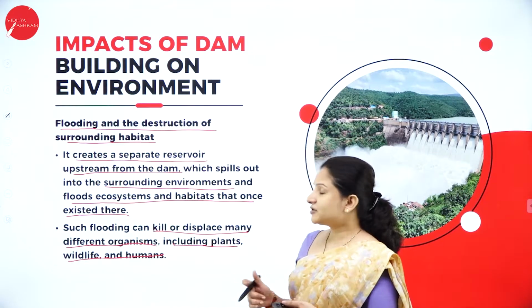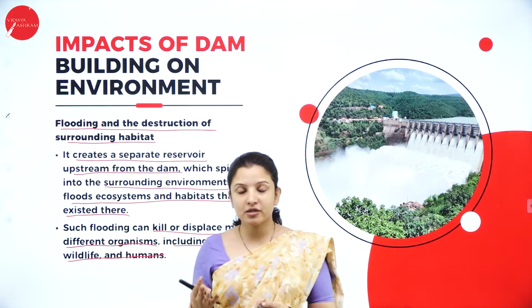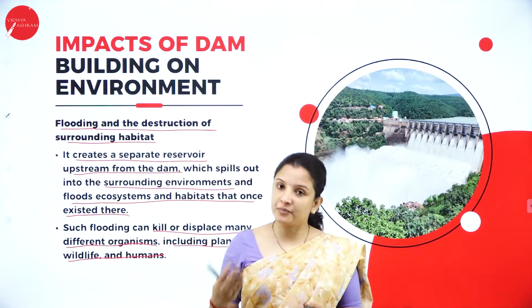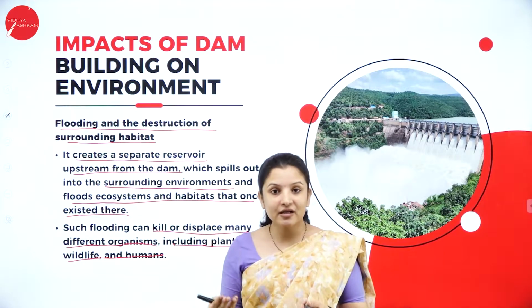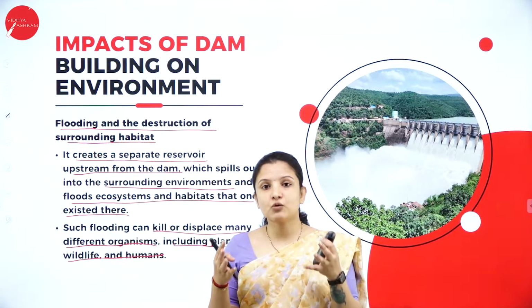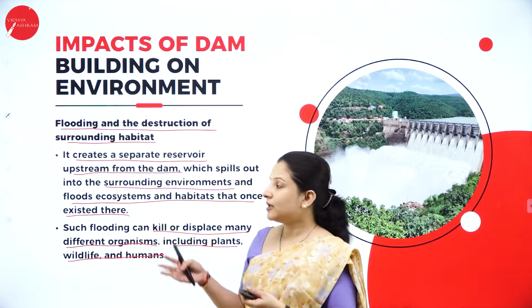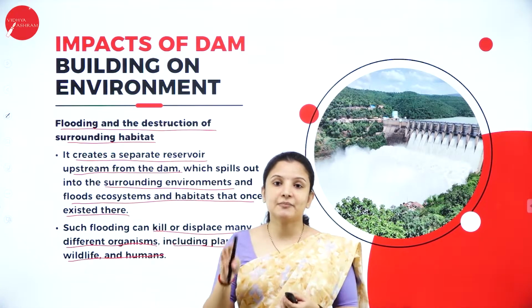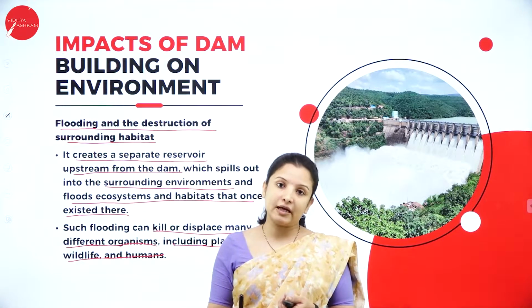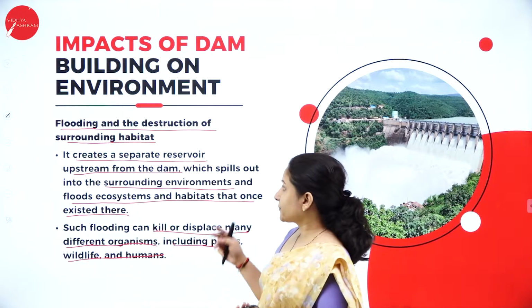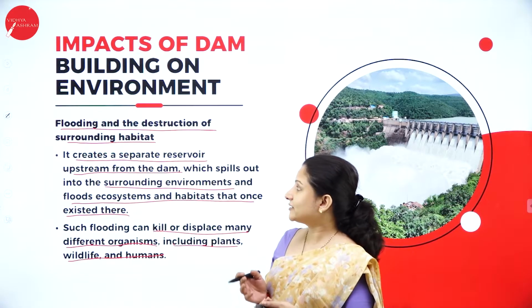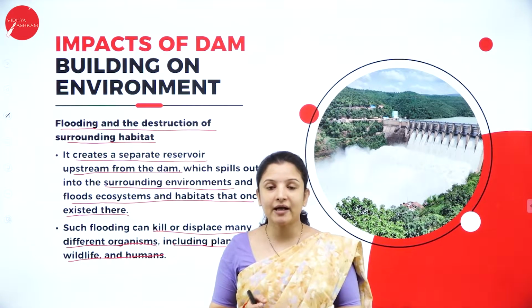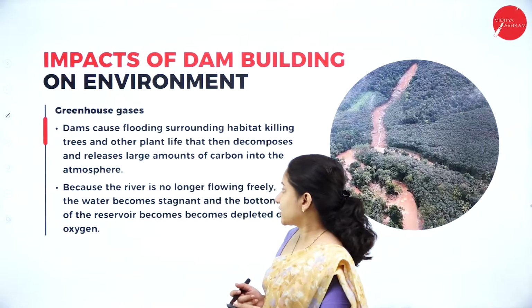So dams are very important for industrial purpose, for domestic purpose, for agricultural purpose, to fulfill the water needs of the people. On the other hand, they have a major impact on the life of the people as well. So this is about the flooding and destruction of the surrounding habitat because of dam construction.